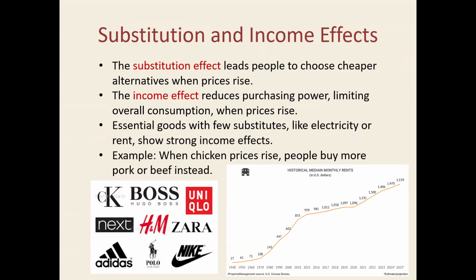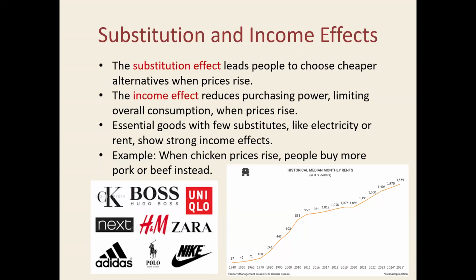The substitution effect leads people to choose cheaper alternatives when prices rise. Look at the example of all the different clothes we can buy. For example, we can buy shoes from Adidas or we can buy them from Nike. If the price of Nike shoes increases, some people may choose to switch to Adidas or New Balance. If the price of clothing from Zara increases, some people may choose to switch to H&M. This is known as a substitution effect.